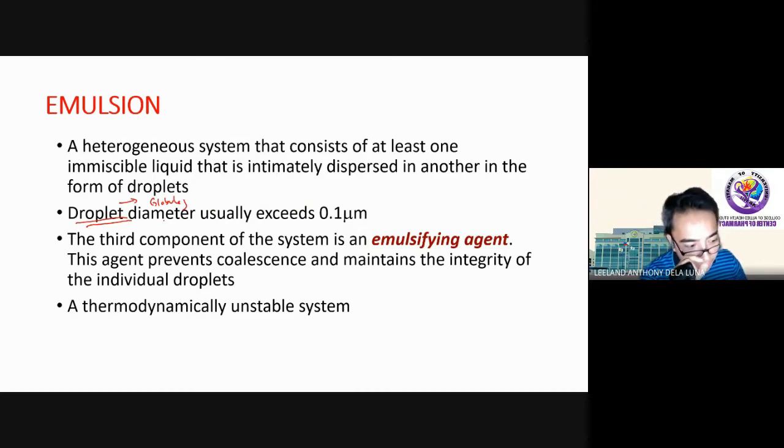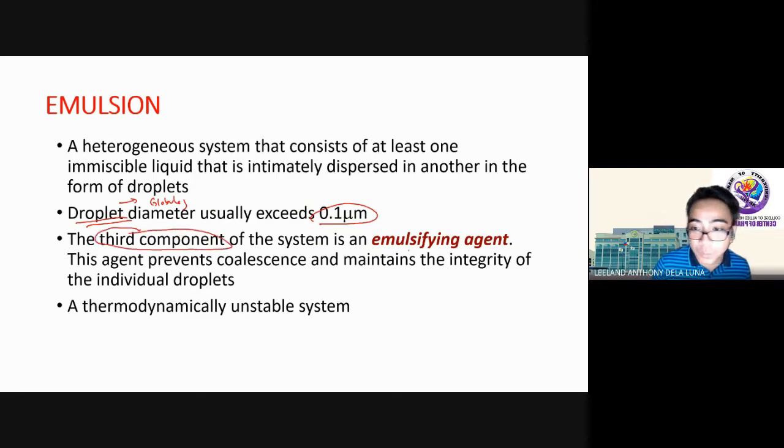Okay, those globules class, mas maliit pa dyan, they are called droplets. So globules are bigger, droplets are smaller. And the droplet size class usually exceeds 0.1 micrometers. Now, sabi nga natin, hindi natin kayang ipagsama ang langis at tubig, not unless we add a third component.